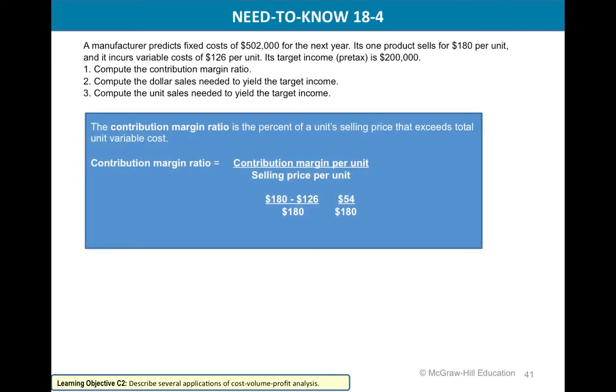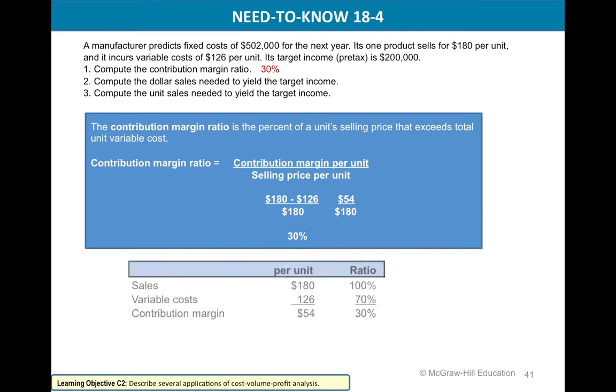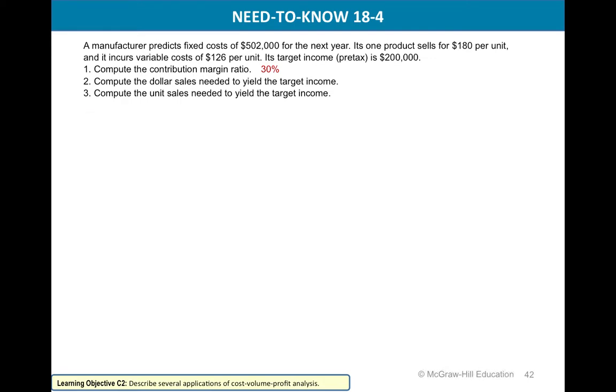And again, look at the ratio here. It's the percent of unit selling price that exceeds total variable cost. You want to be high here. Maybe a little concerned here, it's only 30%. And again here, to get your target income.